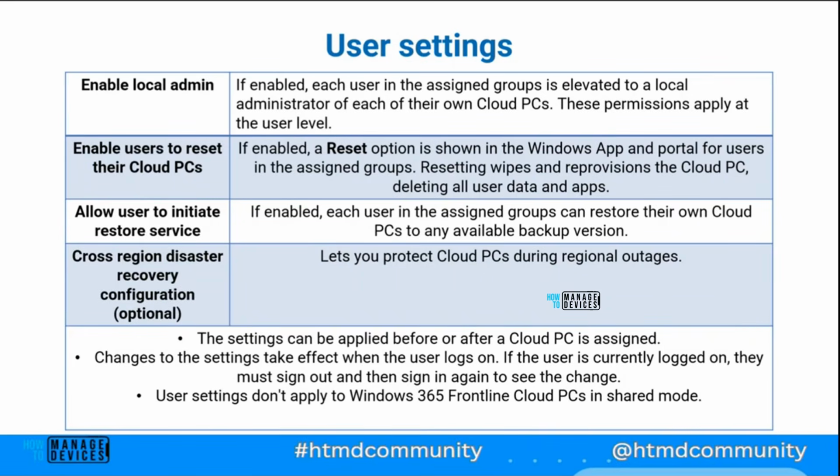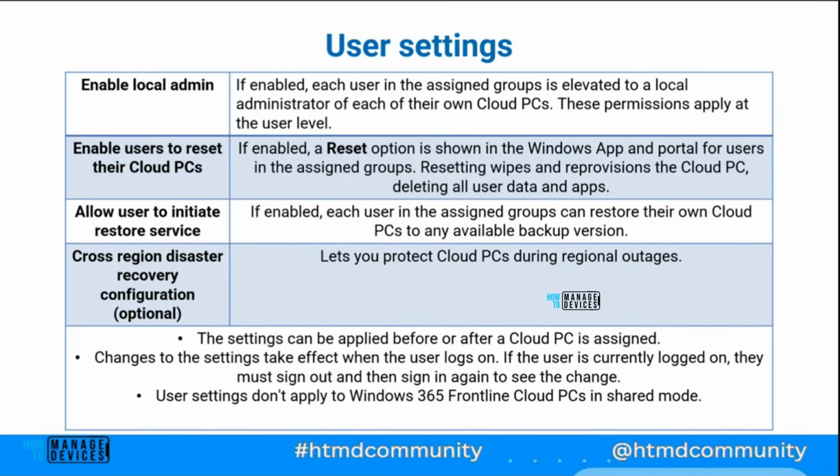And now we'll check what the user settings are. I already mentioned we can also create user settings for our provisioning policy or the cloud PC we create in Intune. So we have to set certain options when we are creating the user settings. I'll explain what exactly it is. The first option is enable local admin. It basically enables the user to assign a group to elevate local administrator access for their own cloud PCs, and this permission can apply at the user level. So if I have a cloud PC and I enable this particular setting, I will be the local administrator of that cloud PC.